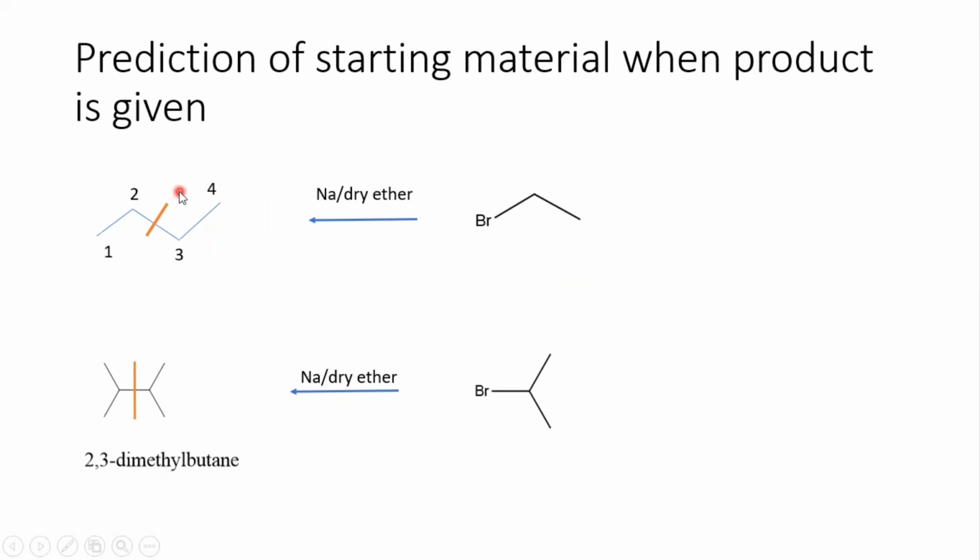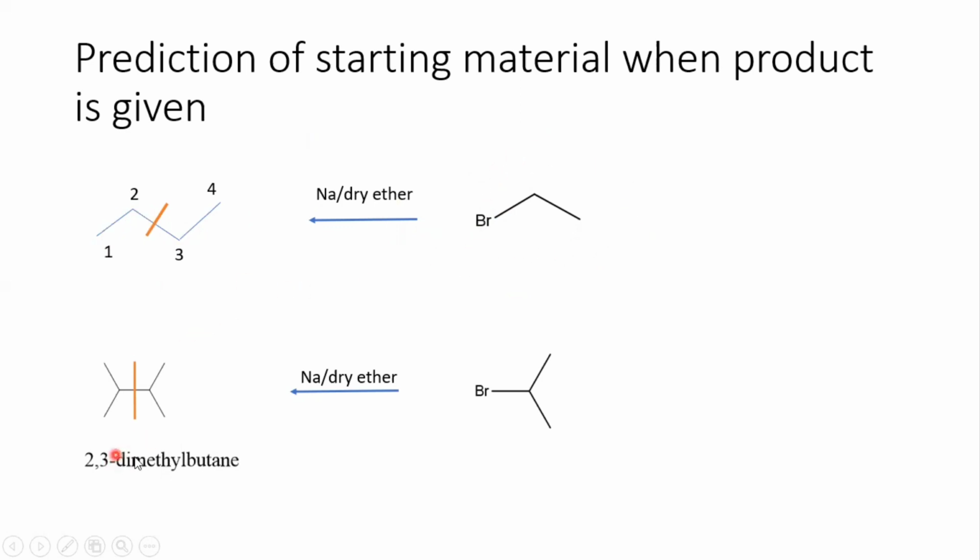So simply, we have to cut the molecule at the middle. That is, using this reaction, we can prepare only symmetrical alkanes. So we have to cut at the middle and then put a bromide. Then we get the corresponding alkyl halide. So if you cut butane at the middle, you have 2 carbon atoms and then attach a bromine, that will be ethyl bromide. So the starting material used is ethyl bromide.